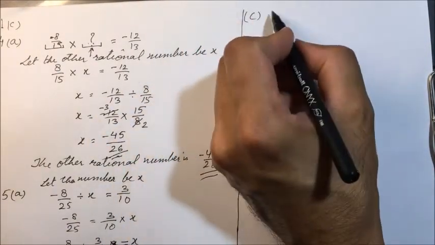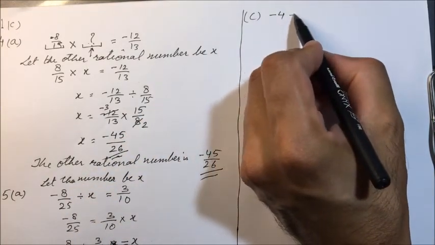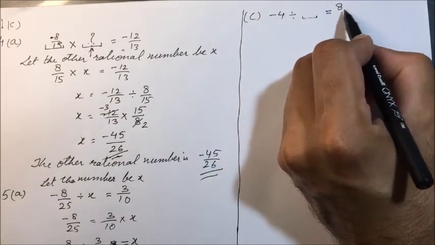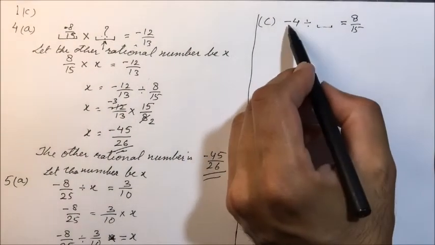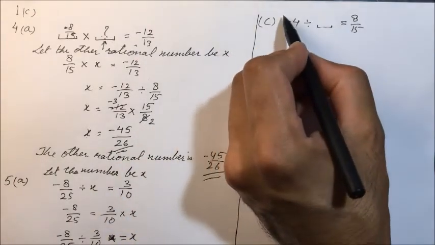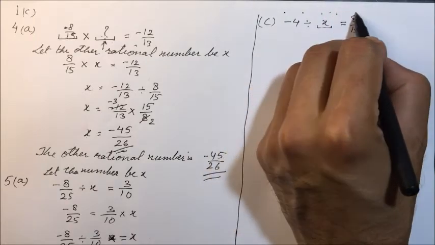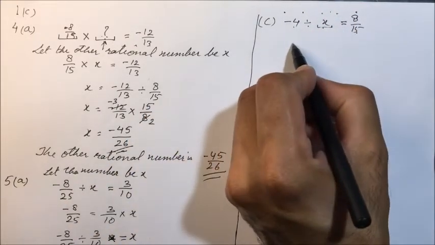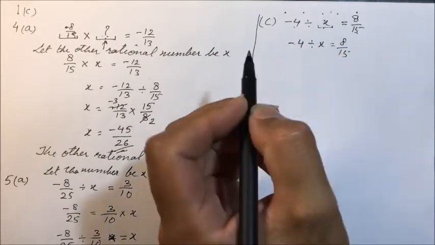By what number should minus 4 be divided so that we get 8 upon 15? Let that number be x. So minus 4 divided by x equal to 8 upon 15.